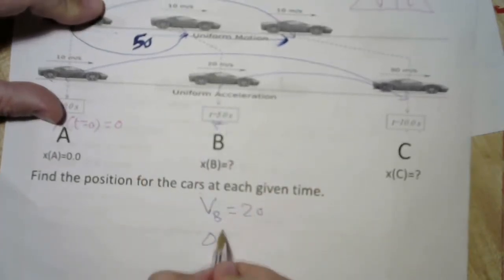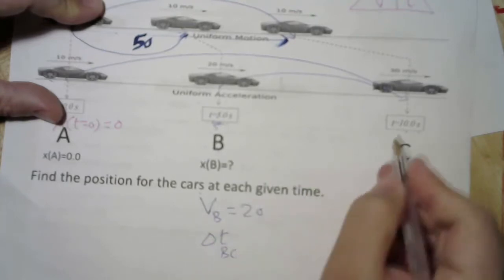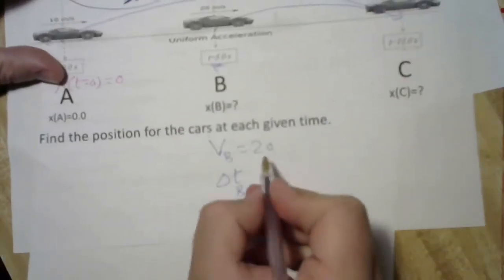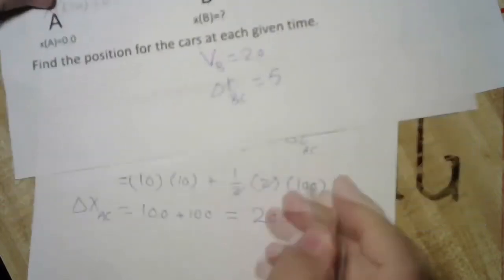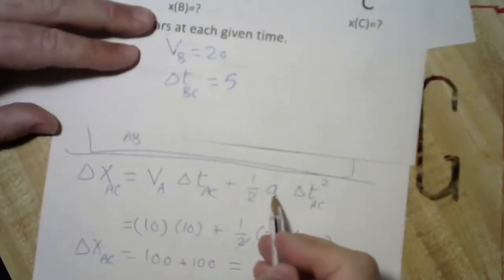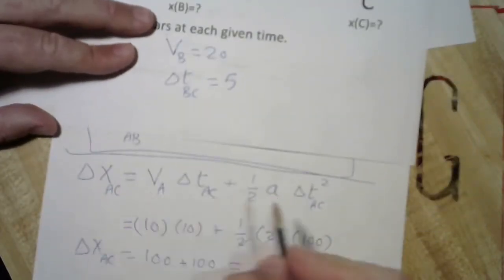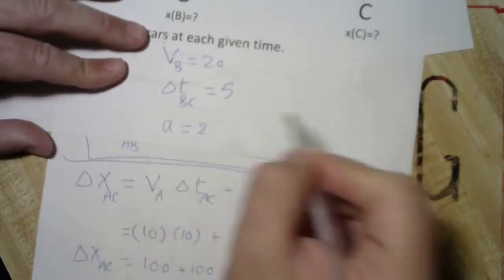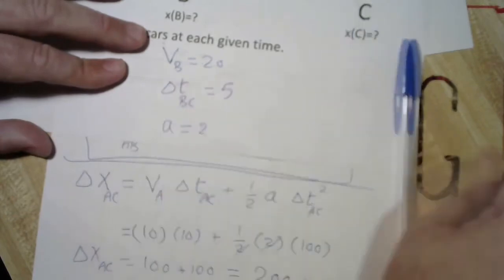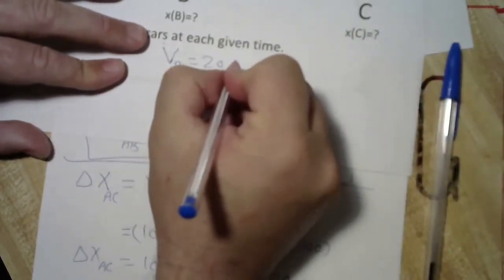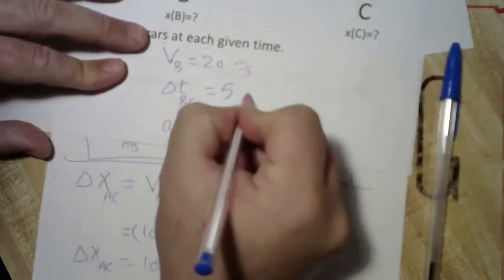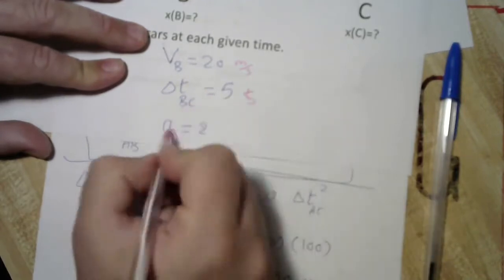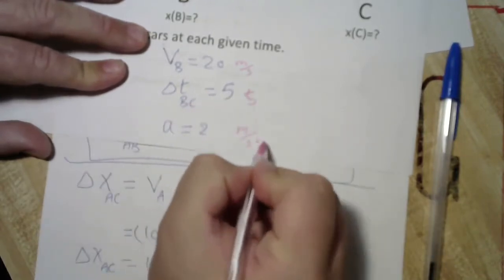Delta t from B to C is equal to 10 minus 5, which is equal to 5 seconds. And I can use the same equation. I have the V at B, the acceleration is constant, equal to 2, and that's it. The units of the velocity are always meters per second, the time in seconds, and the acceleration meters per square second.